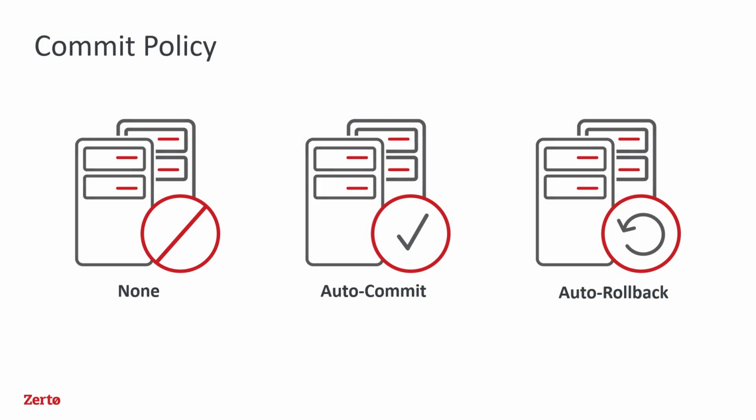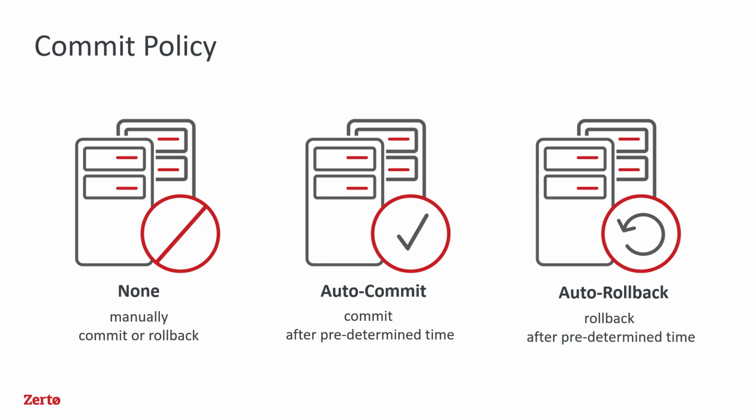The commit policy can be set to none, auto commit, or auto rollback. If none is selected, you'll need to come back to Zerto and manually commit or roll back the operation after validating the failed over VMs. If you select auto commit, Zerto will automatically commit the failed over VMs after the predetermined amount of time. If you choose auto rollback, Zerto will automatically roll back the failed over VMs after the time frame you specified.